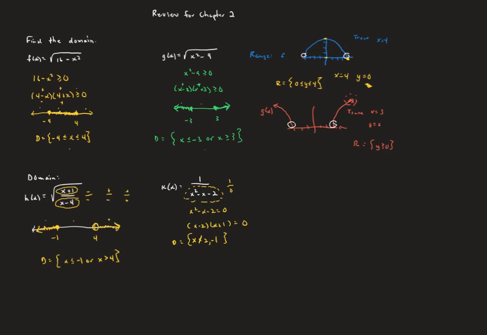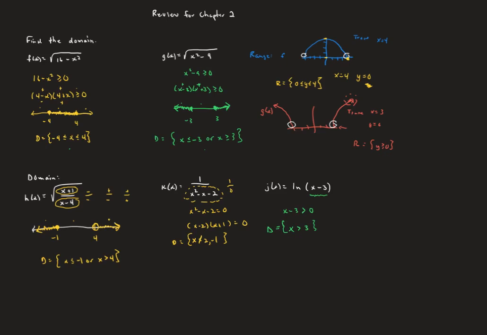Another example is, say, j of x is equal to the natural log of x minus 3. So the issue with a logarithm is sort of like a radical, except in that it cannot be negative, but it can't be 0 either. So we get x minus 3 is strictly greater than 0. Solving that gives us x is greater than 3, and that is our domain.